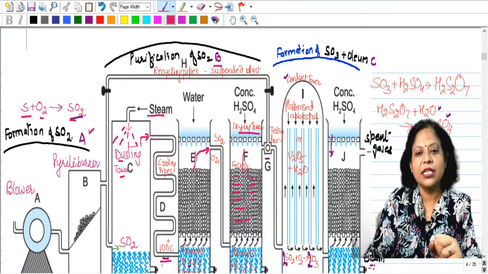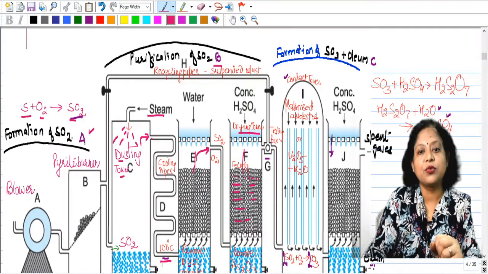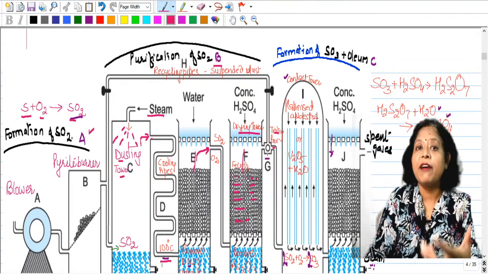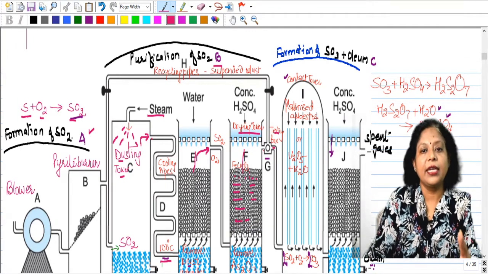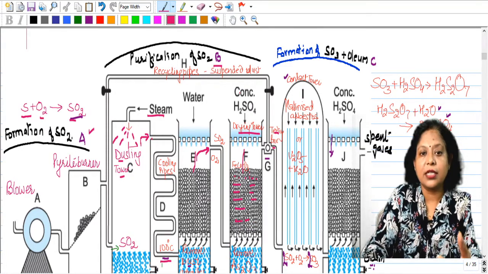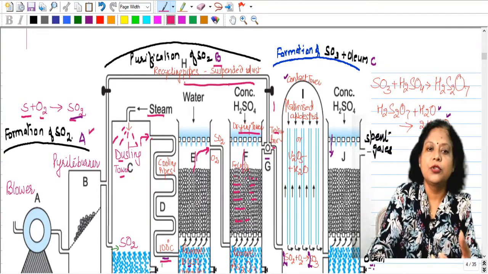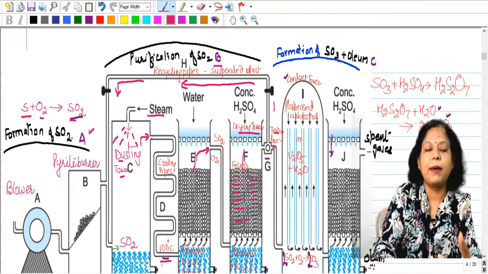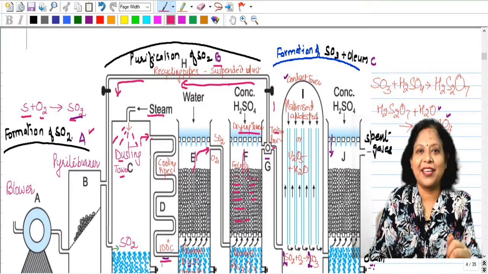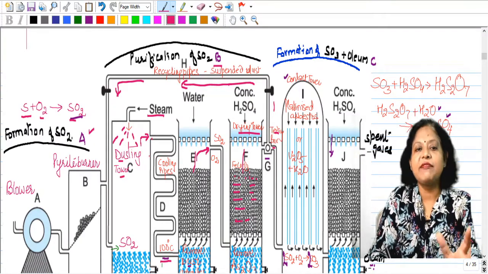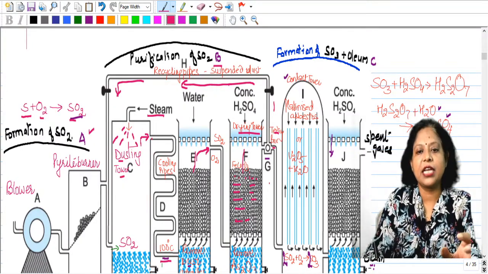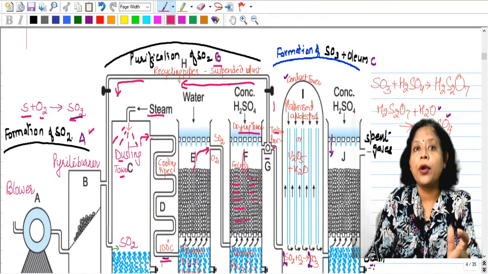Now this sulfur dioxide gas is passed through the testing box. The function of the testing box is to ensure the gas is pure, and in case there are suspended particles or dust, then the sulfur dioxide is passed through the recycling pipe for further purification. Is this clear? Now once we have the purified sulfur dioxide, then it is passed through the contact process.